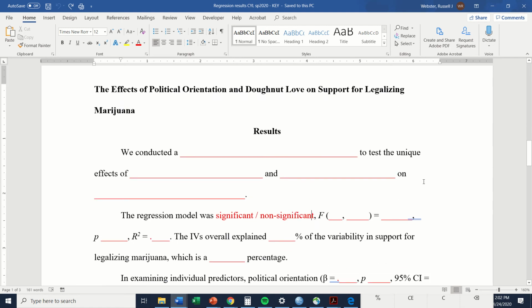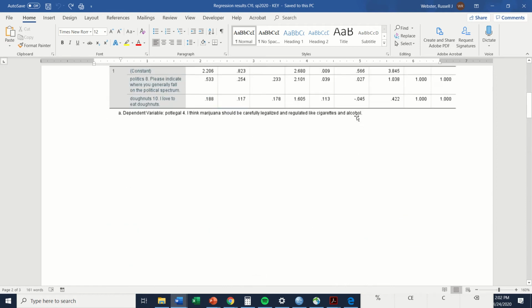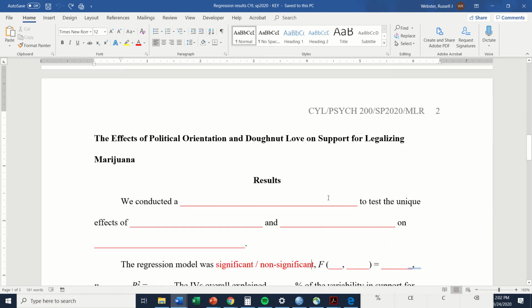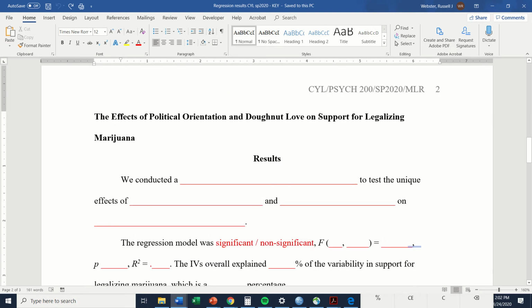And we are looking at the effects of political orientation and donut love on support for legalizing marijuana. I thought this was a fun combination of predictors, and both political orientation and donut love correlate. We don't have the bivariate correlations here, but both of these IVs correlate significantly with support for legalizing marijuana.